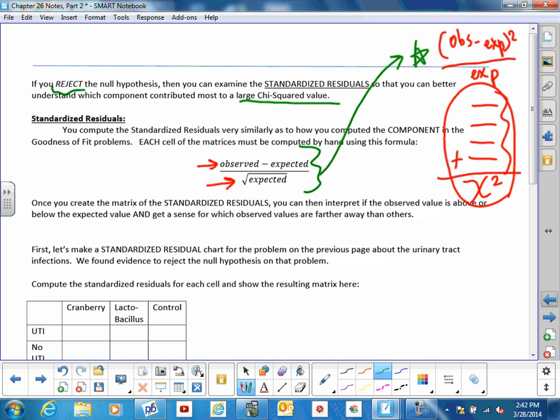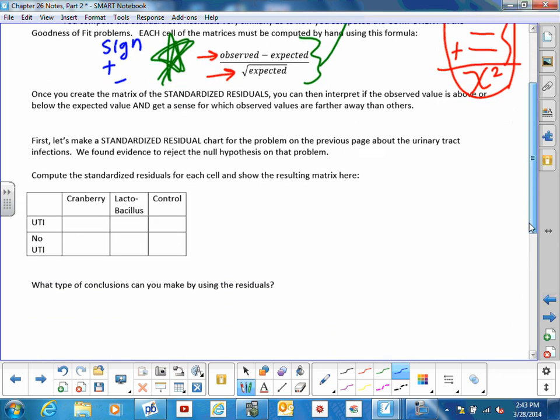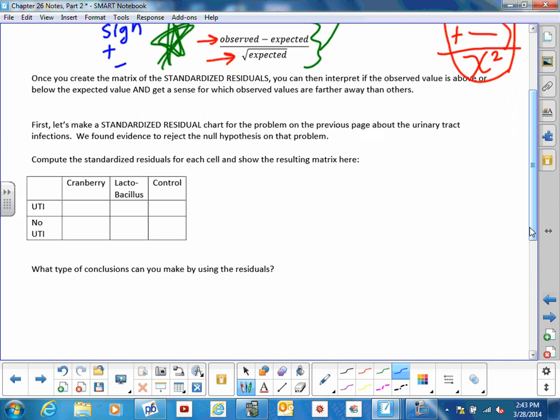What benefit do we have in examining the residuals with this formula as opposed to the formula we used for components on Wednesday? What can this do for us that the other formula cannot? Perfect. This will indicate the direction and the sign, if it was above expected or if it was below expected. Perfect. And so, here's how we create a standardized residual matrix.